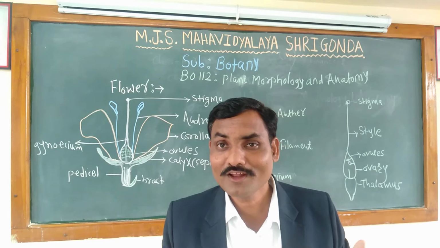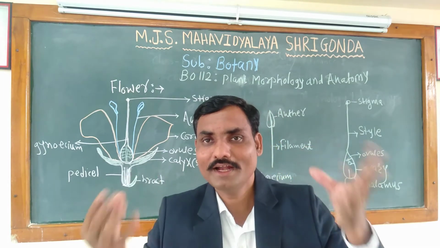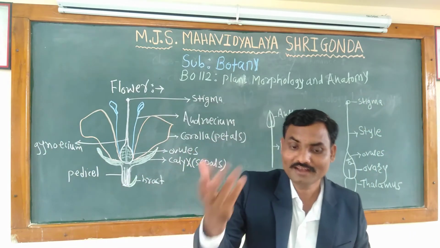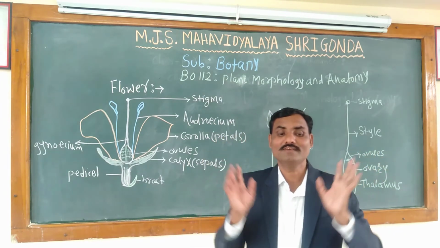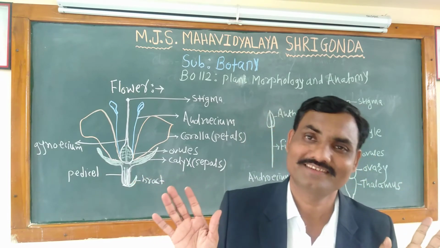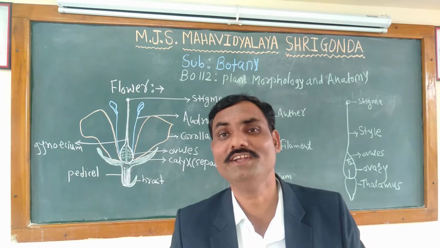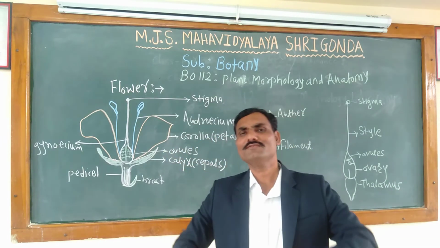Which are the different floral leaves? That is calyx, corolla, androecium, gynoecium. Those are the floral leaves and they are produced on the thalamus. And the thalamus is also known as a torus or receptacle. Dear students, listen very carefully to these points. Then the thalamus may take various forms.